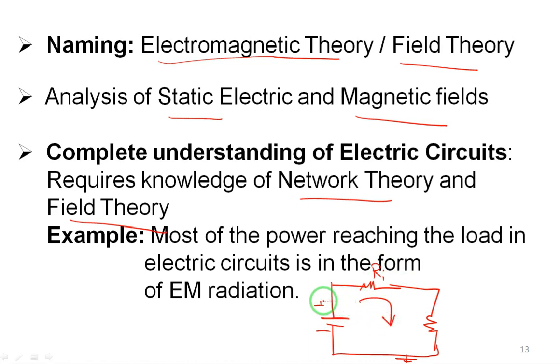Most of the power that is flowing through the load is in the form of electromagnetic waves. This is the load resistor RL. Most of the power that is delivered to the load is in the form of electromagnetic waves, and I will show the pattern of how the electromagnetic radiation will be there. So I will draw this pattern.